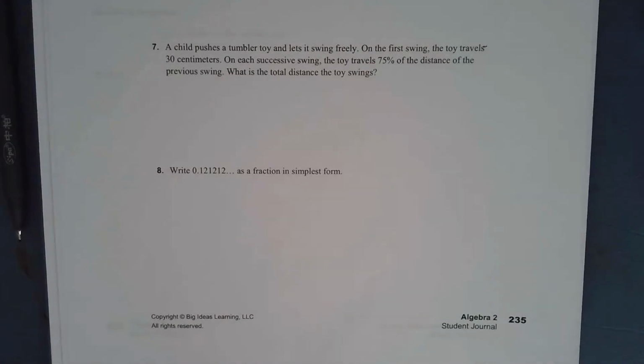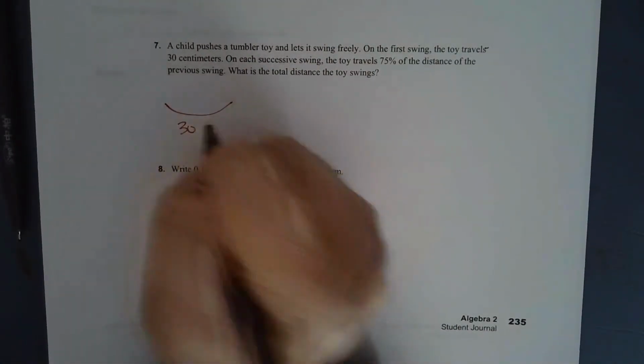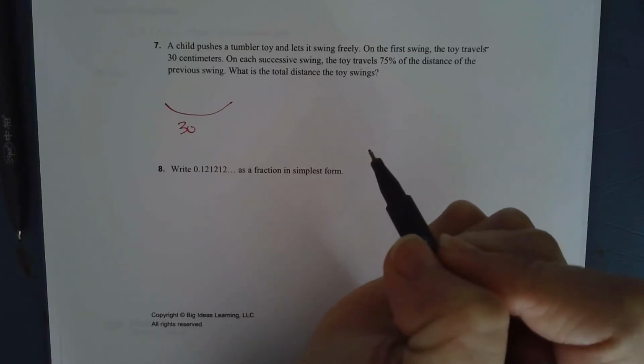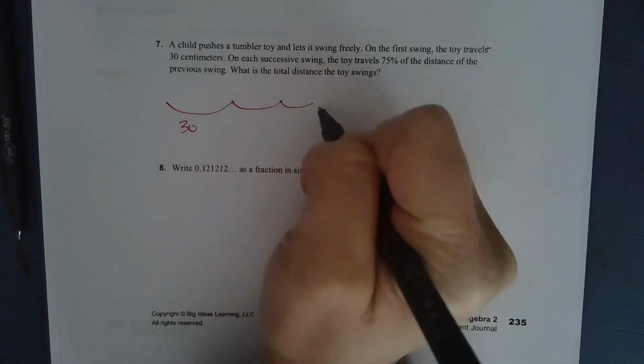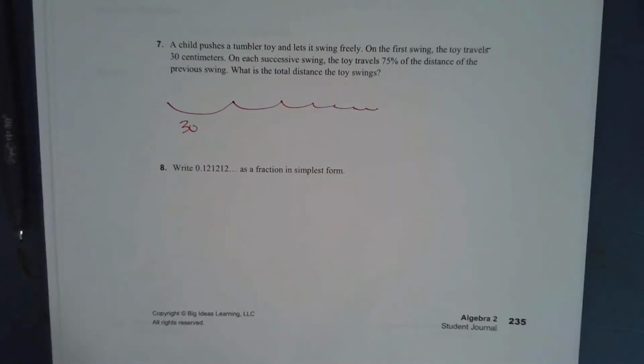Let's move on to number 7. So this is a story problem. It says a child pushes a tumbler toy and lets it swing freely. On the first swing, it travels 30 centimeters. On each successive swing, the toy travels 75% of the distance of the previous swing. So basically what happens is the distance keeps decreasing over and over again. So it's converging, right? So this is an infinite geometric series.